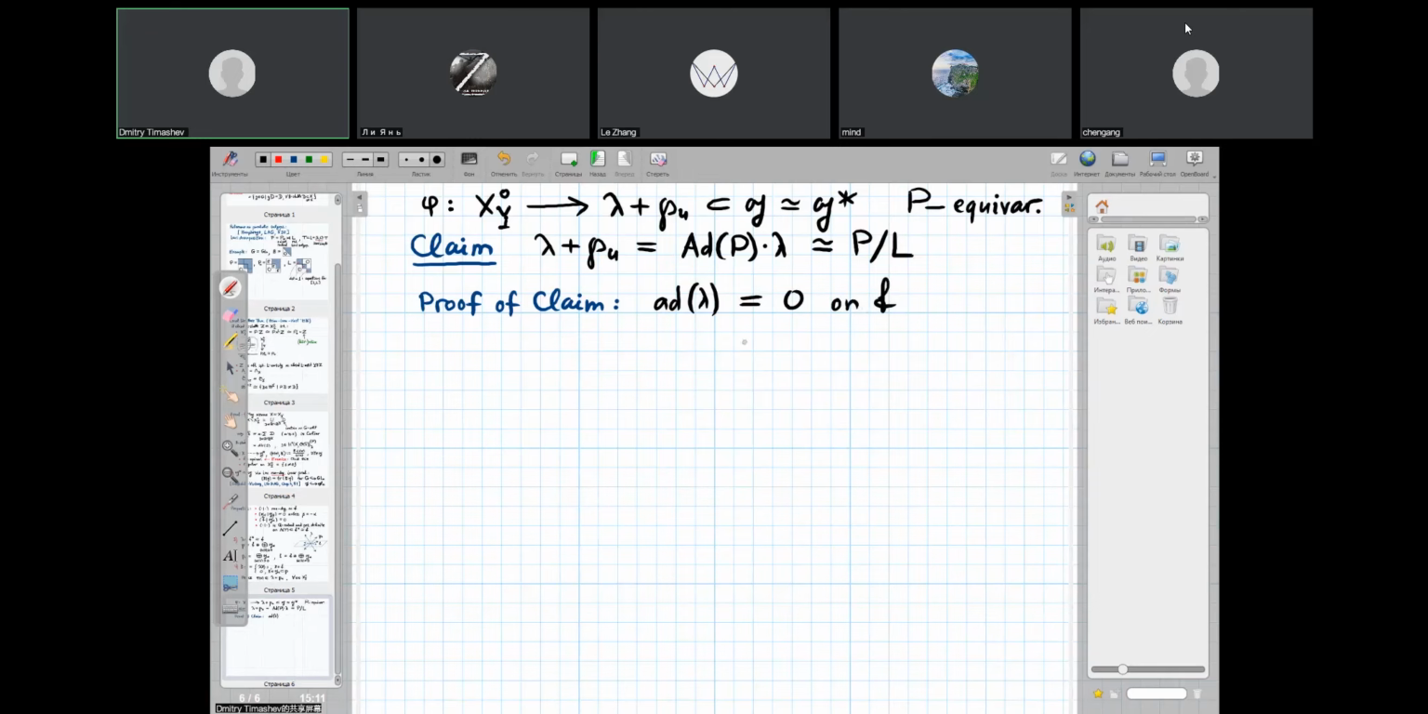And if you apply this adjoint operator to any root subspace, say G alpha, then you will get just the scalar operator, just the multiplication with this product of alpha with lambda times the identity. This will be the action of this adjoint operator on G alpha, because G alpha is an eigenspace for the action of T, and lambda belongs to T. Okay?